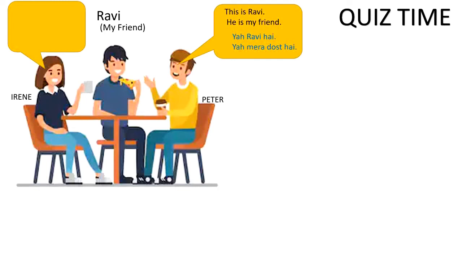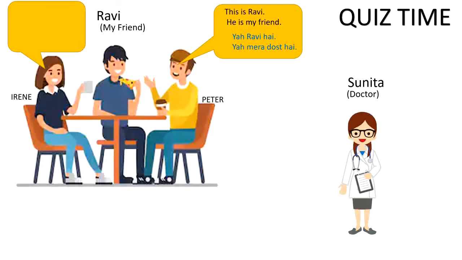Next, what Irene is saying to Peter about Sunita. Speak in Hindi. See if you said it correct.